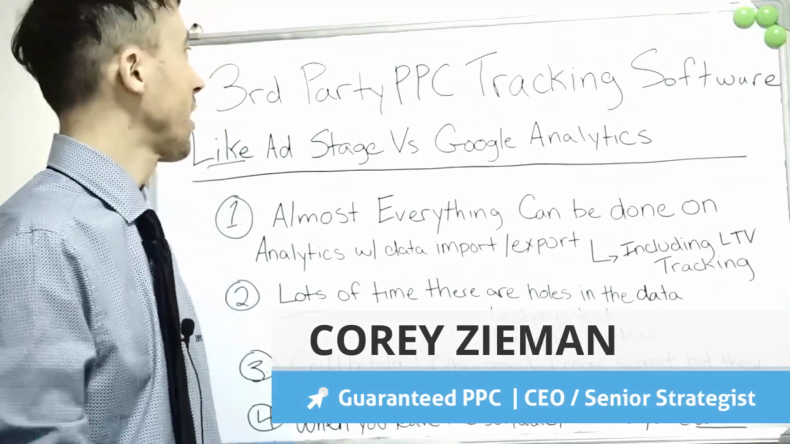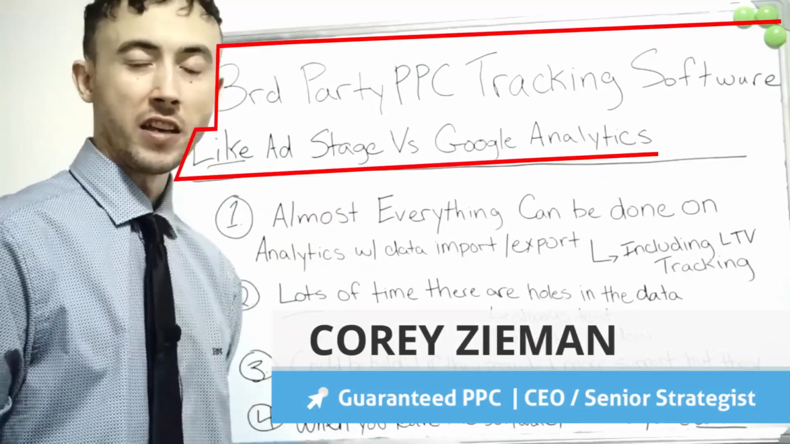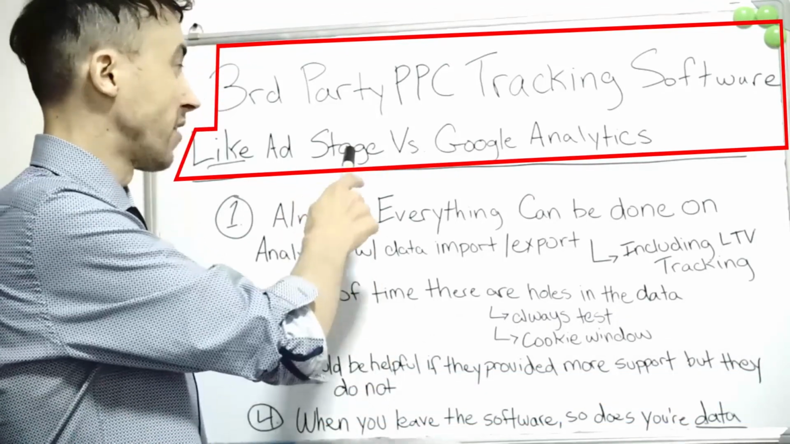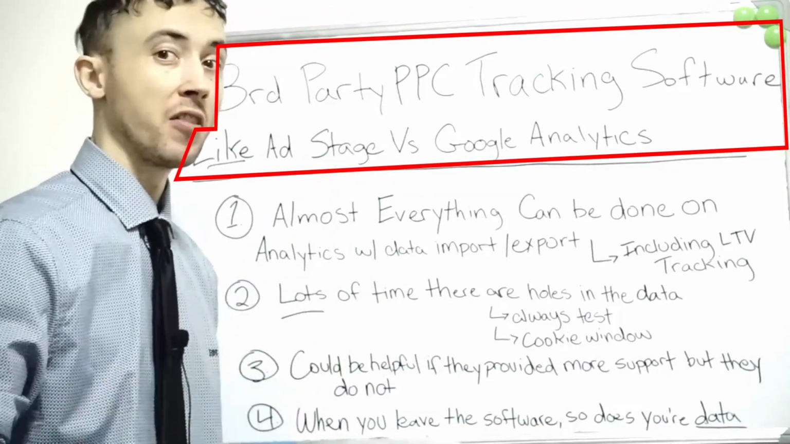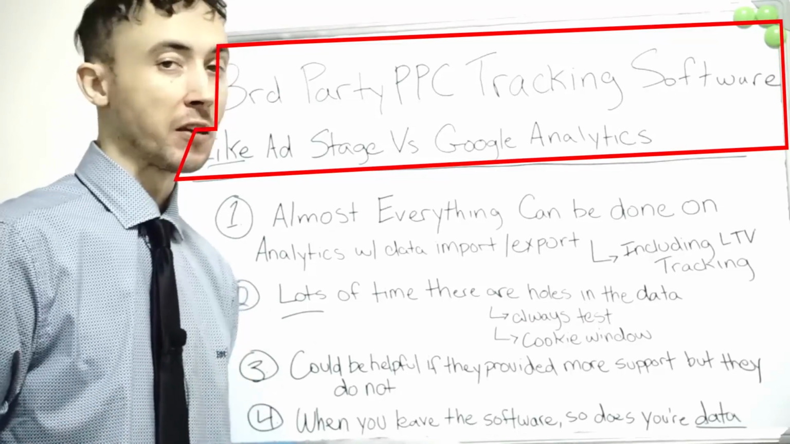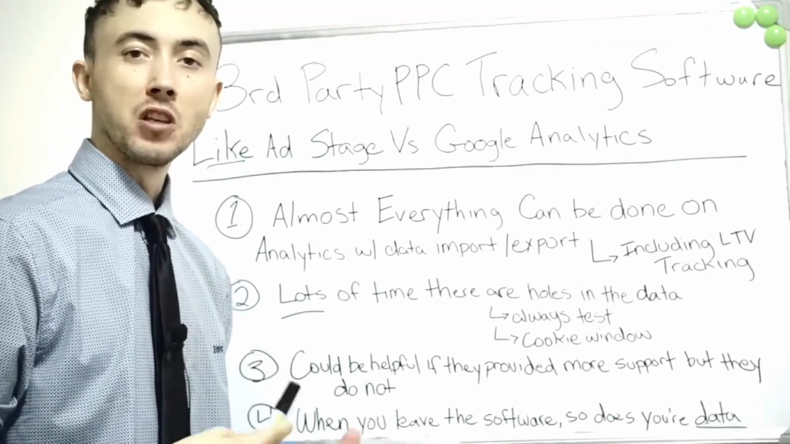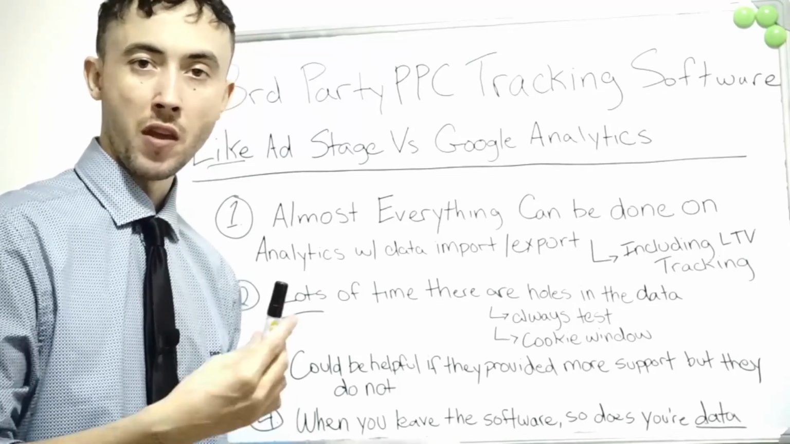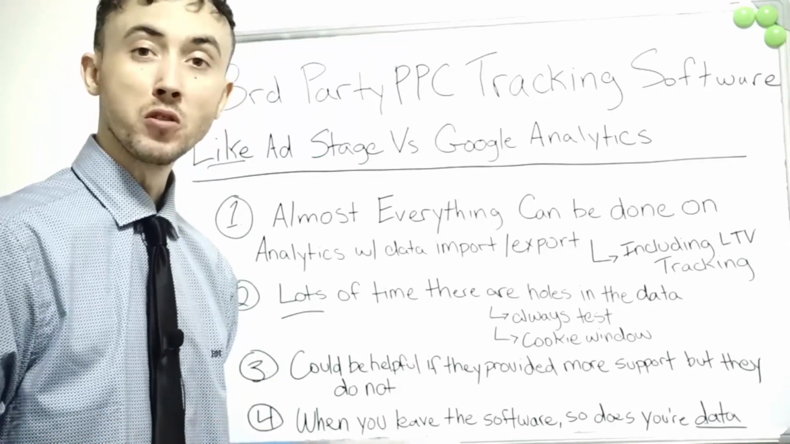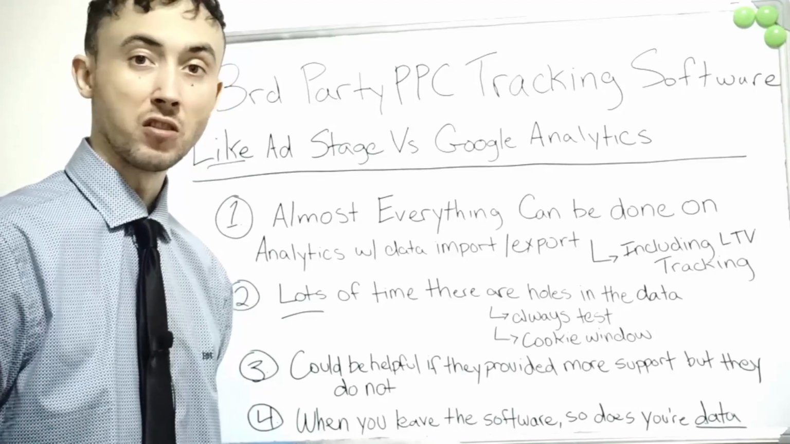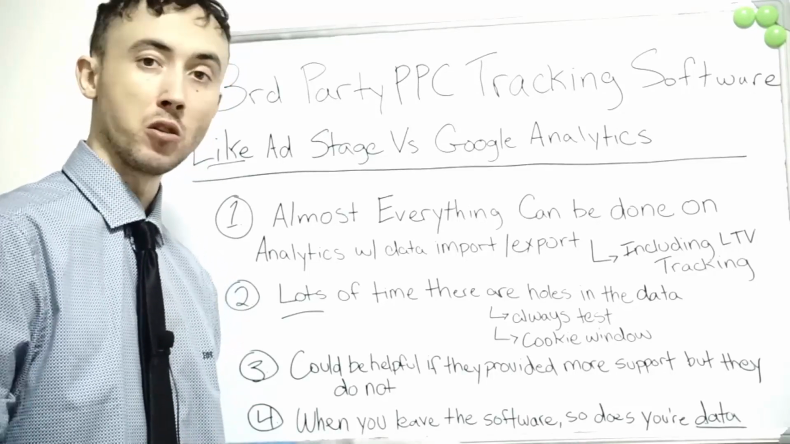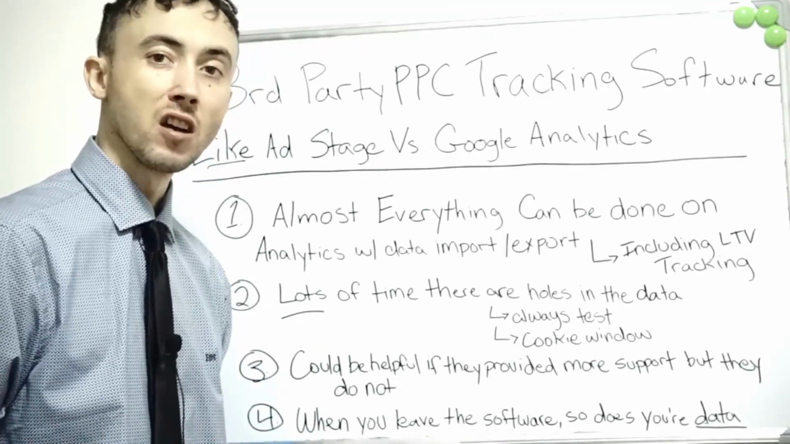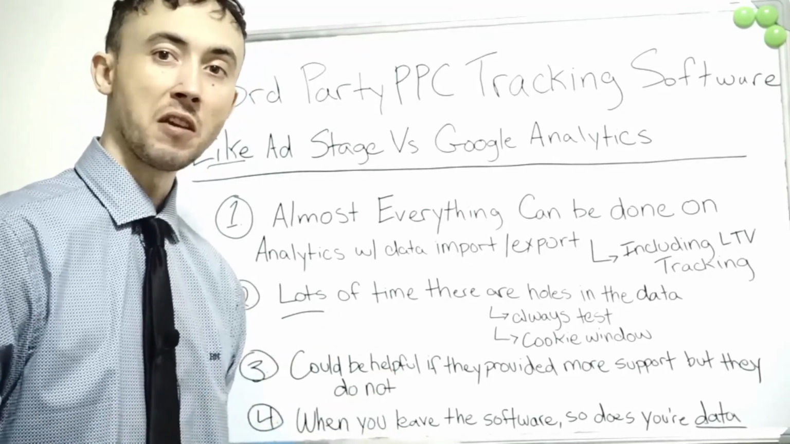Alright, so this video today is about third-party tracking systems. Software like AdStage is an example, not to pick on them or single them out, that can basically be used to track your PPC results, whether that's through Google. Most people actually use it to track all of their PPC, since there are so many different PPC networks out there: Google, Facebook, Taboola, Outbrain, whatever they're using their ads on, so they can have one dashboard to see everything.